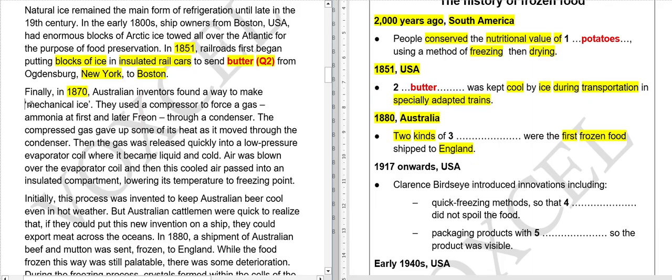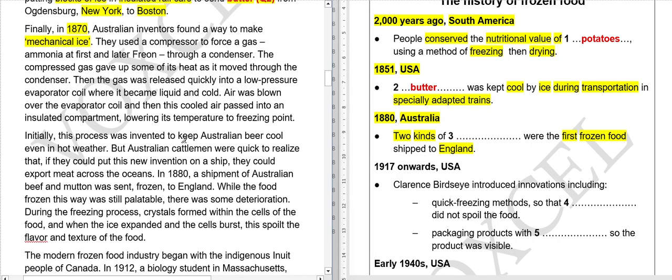Way to use mechanical ice. Okay, these are in inverted commas, so I underlined it. They used a compressor to force a gas, ammonia at first and later freon through a condenser. The compressed gas gave up some of its heat as it moved through the condenser. Then the gas was released quickly into the low pressure evaporator coil, where it became liquid and cold. So here they're talking about the process that was used in 1870.